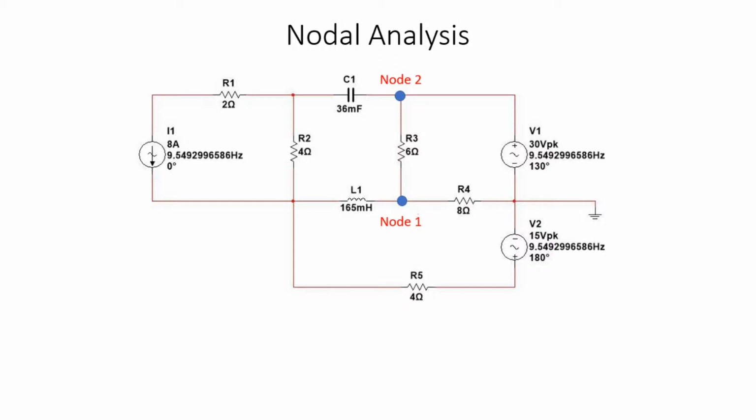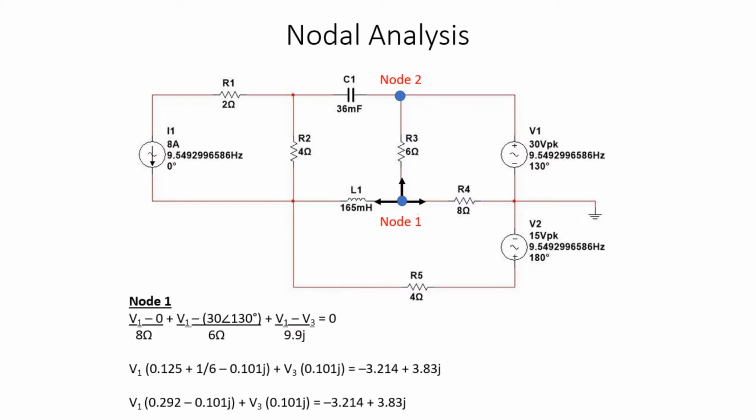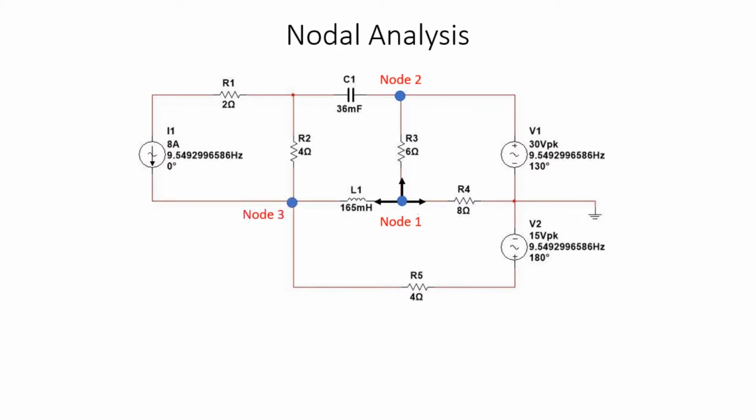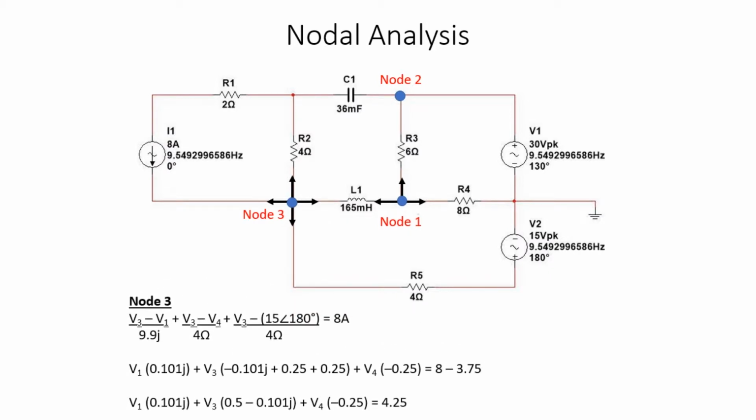The second node shown is node 1. The node 1 equation is shown below. The third node shown is node 3. Node 3 has one current in and three currents out. This is the node 3 equation. Since we use Kirchhoff's current law, the current in of 8 amperes can be used directly.